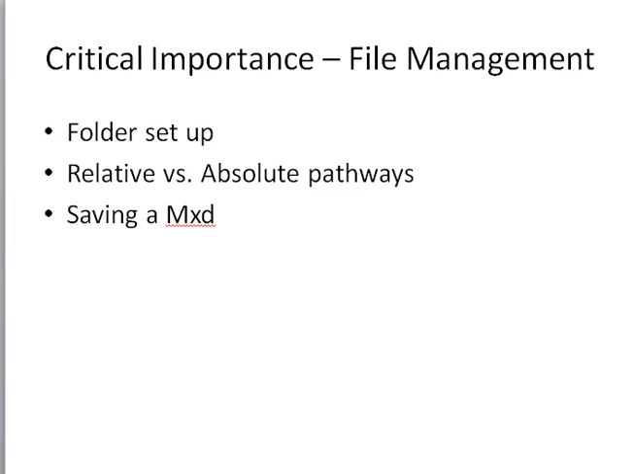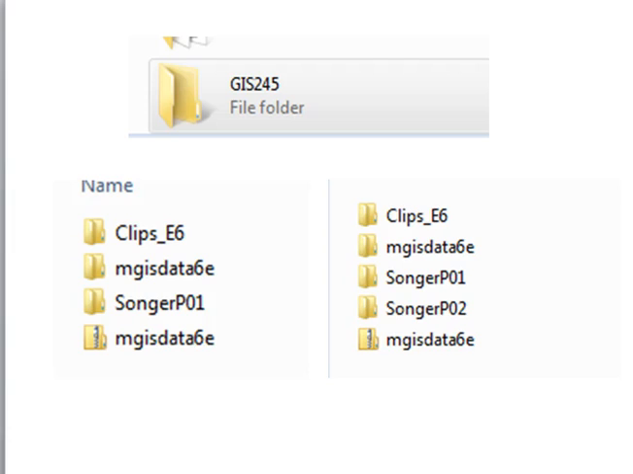What's really important for you guys, especially here, because you're going to be moving back and forth, is this idea of file management. So I want to talk about setting up your folders, this idea of absolute and, I don't think they call it relative pathway, they call it something else, anyway, relative pathways is what I call it. And then saving your map document, or your MXD. So when I started this on my desktop, I made a folder called GIS245. In that folder, I grabbed the price data, which is zipped, and I unzipped it in that folder. I grabbed the clips, and I put those in my folder. And I have made a folder for the first week's work, so Songer P01, so price 1.